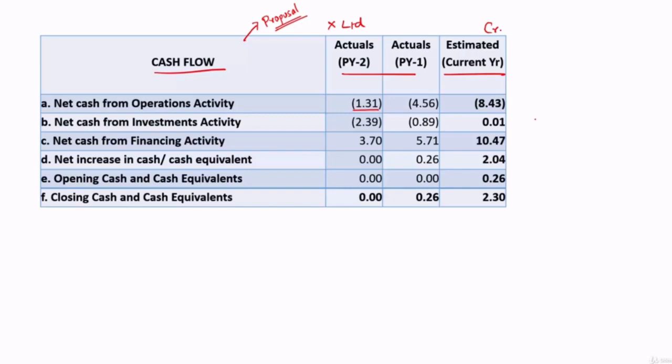It means the cash they have generated from operations is negative. When we say operations, it is the cash which they have generated from sales minus the cash they have incurred on their operational expenses. And eventually, if they look back, they have not generated any cash.